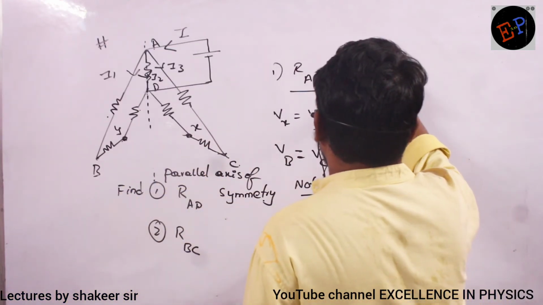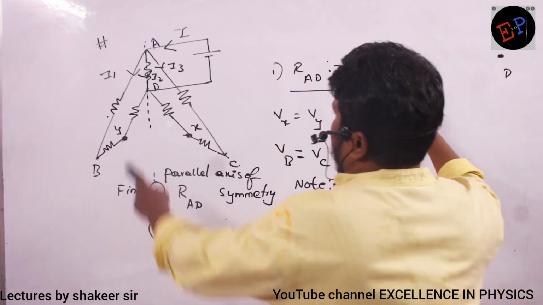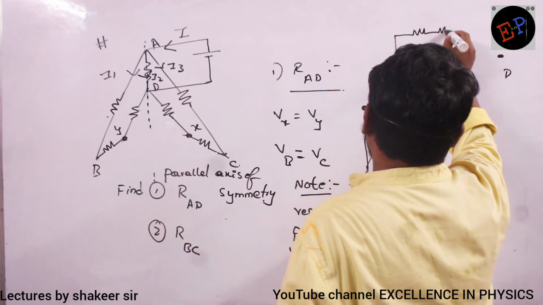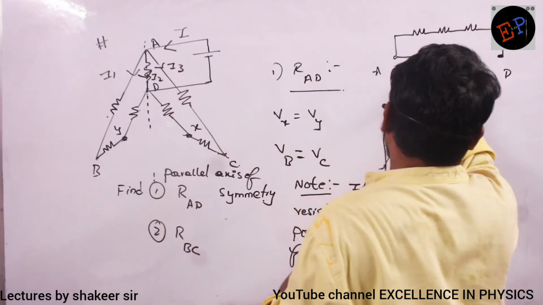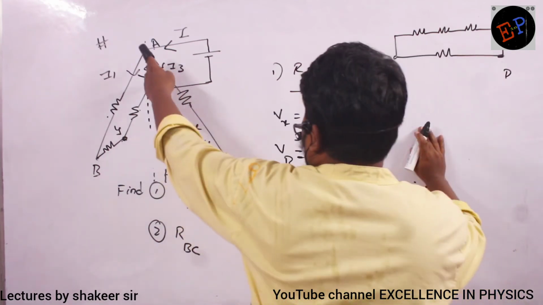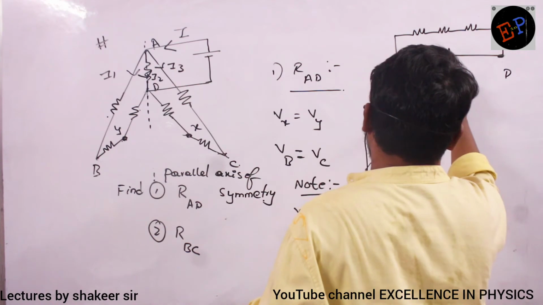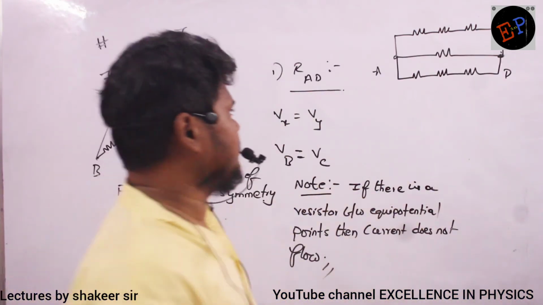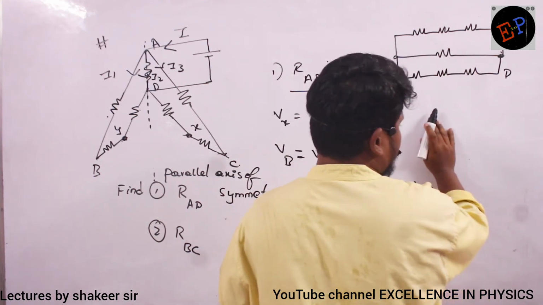So consider this is point A. Consider this is point D. Okay? If you take this branch, 1, 2, 3, 3 resistors are connected in series. Clear? And from A to D, directly there is one single resistor. And if you travel in this branch, again 1, 2, 3, 3 resistors, they are connected in series. That's all. This is my equivalent resistance. Understood? So therefore, 3R and R, they are connected in parallel connection.